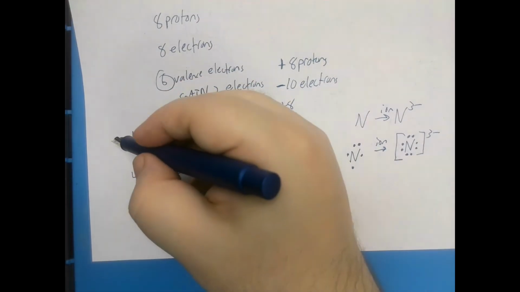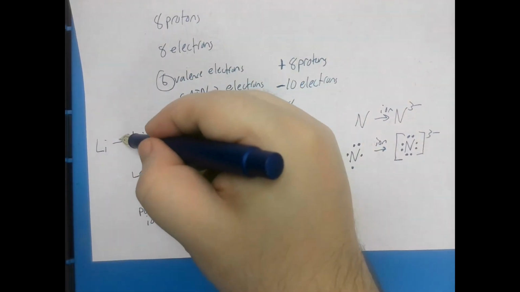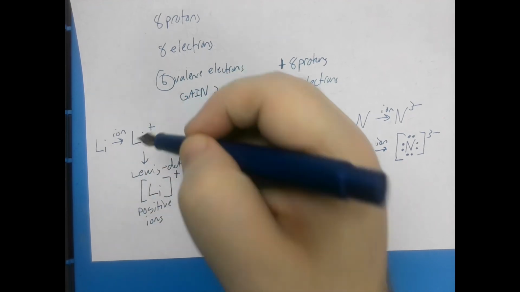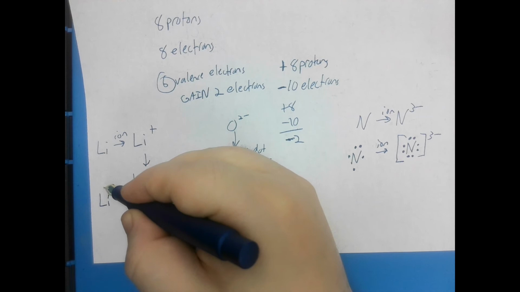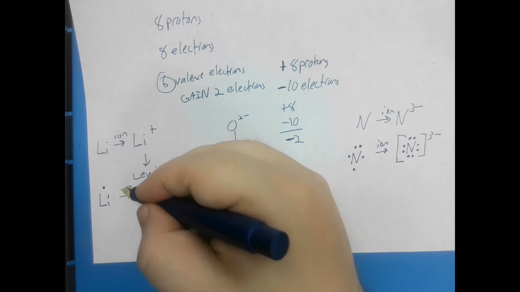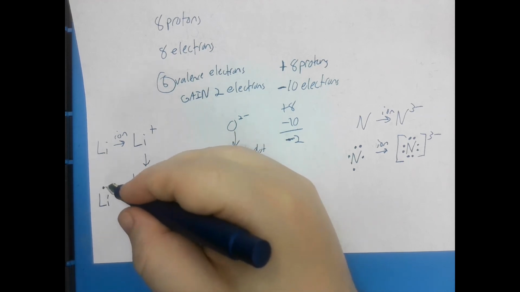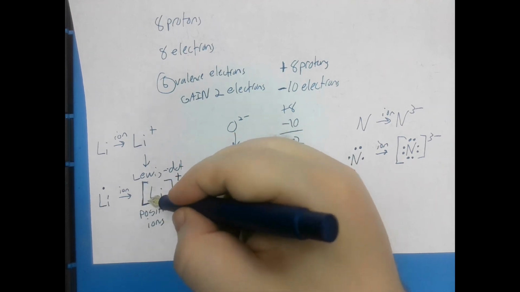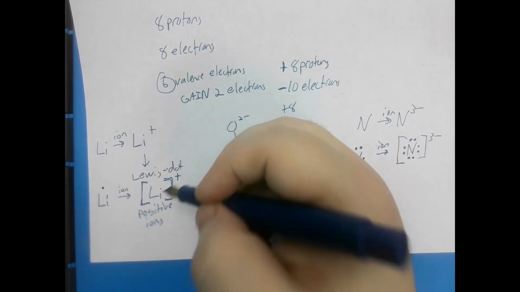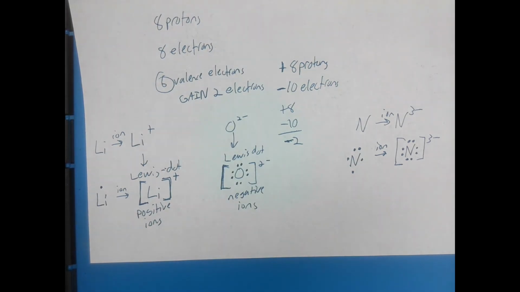I could write over here too, lithium, whenever it becomes an ion, the lithium plus. And the Lewis dot structure for it would just be the single dot. And when it becomes an ion, the dot is removed, and you put brackets around it to indicate that this is indeed the ion version of it.